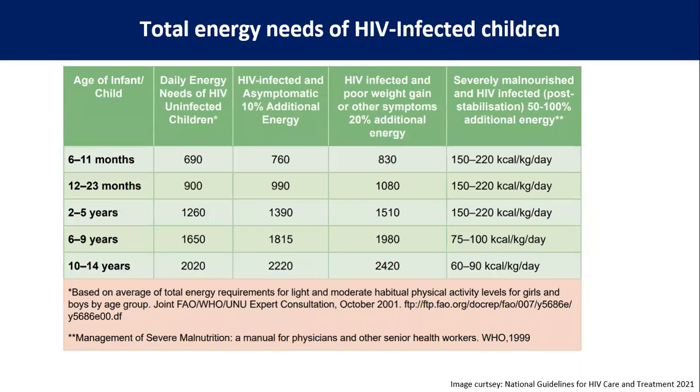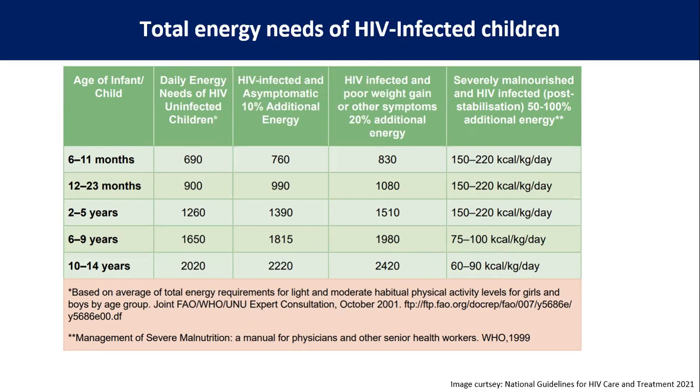So this is a chart which depicts the total energy need of an HIV infected child. A child between the age group of 6 to 11 months roughly requires 690 kilocalories daily for daily living. And if the child is HIV infected and asymptomatic, then 10% additional energy is required, because he is having HIV. So it will come to around 760 kilocalories.